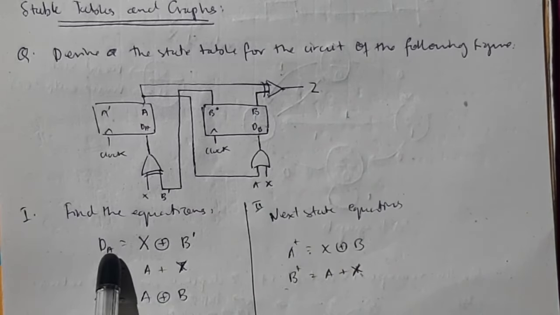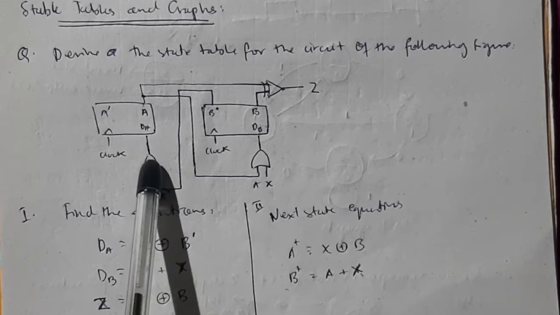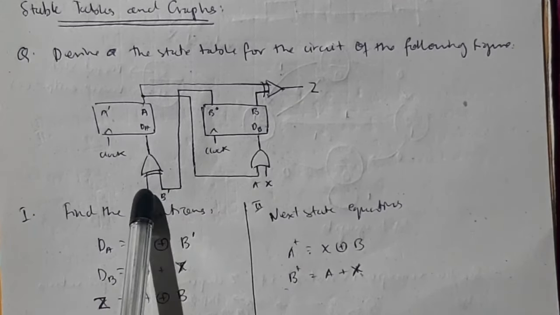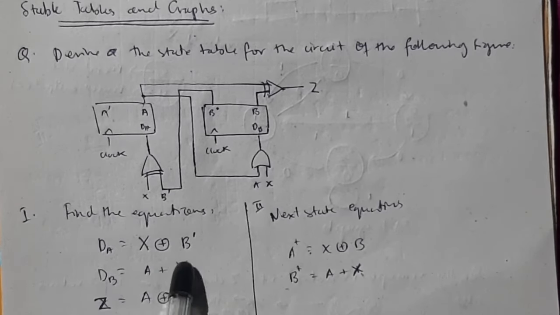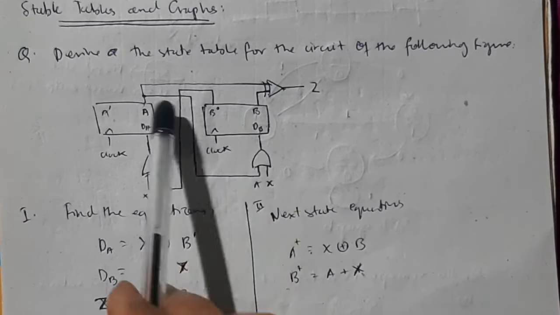What is dA? How will you find the equation? It is what is coming into dA: X and B dash. This is an XOR gate, so X XOR B dash. Similarly dB is A plus X and Z is A XOR B.